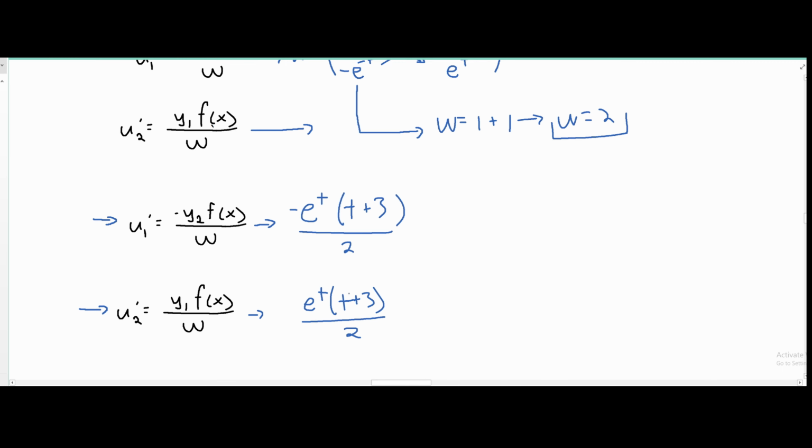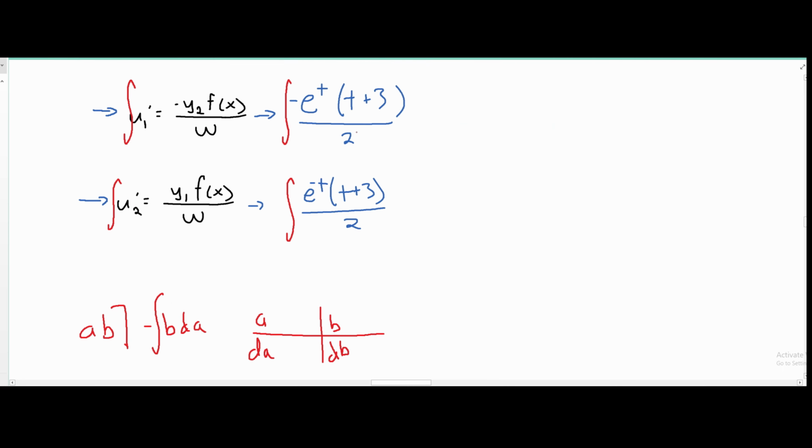From here, we are going to now integrate. So we're going to integrate this y1 prime and this y2 prime to get just y1 and y2. And to do this, we have to use integration by parts. From here, we need to assign our a and b values.